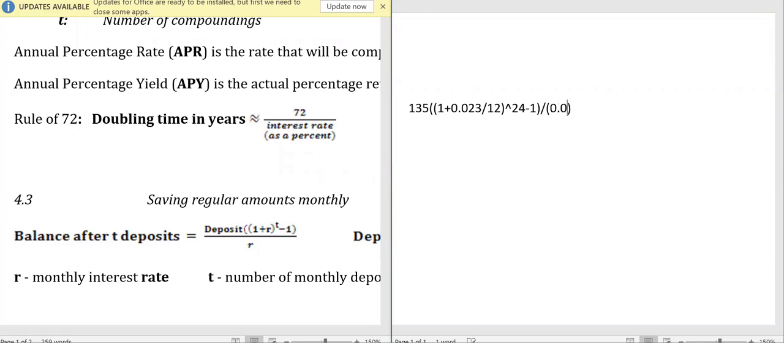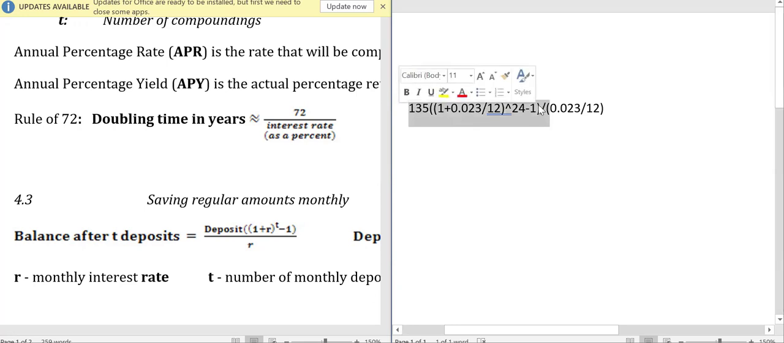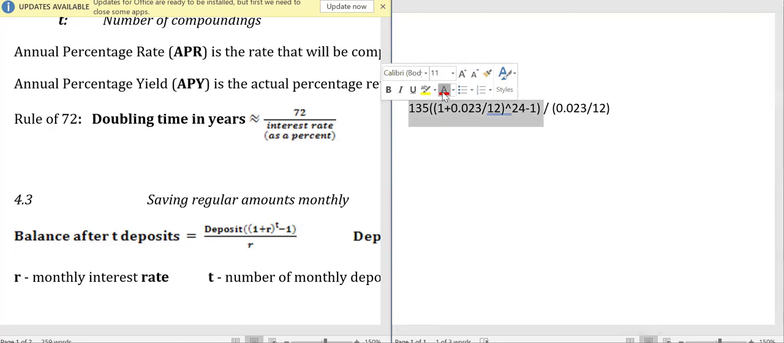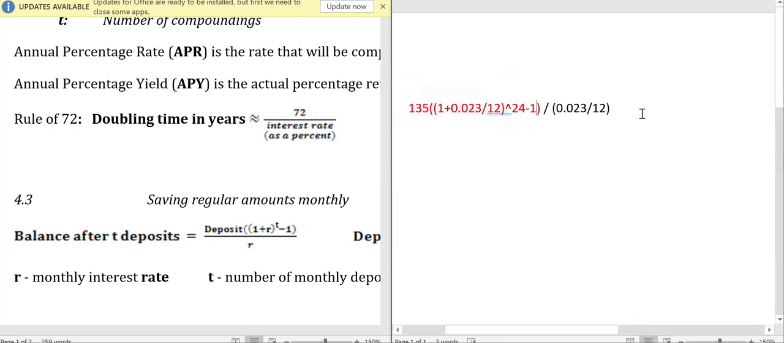So 0.023 over 12, right? That would be a one-line calculator entry where this is the top, I'll put that in red, and this here is the bottom. So top, then the bottom. Of course, if you want to, you could just calculate the top, get the number, then calculate the bottom and then divide. Or you could use that big long number for the interest rate.